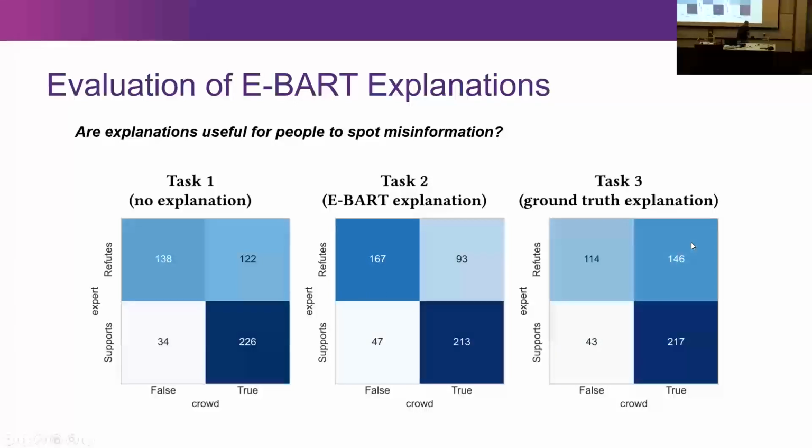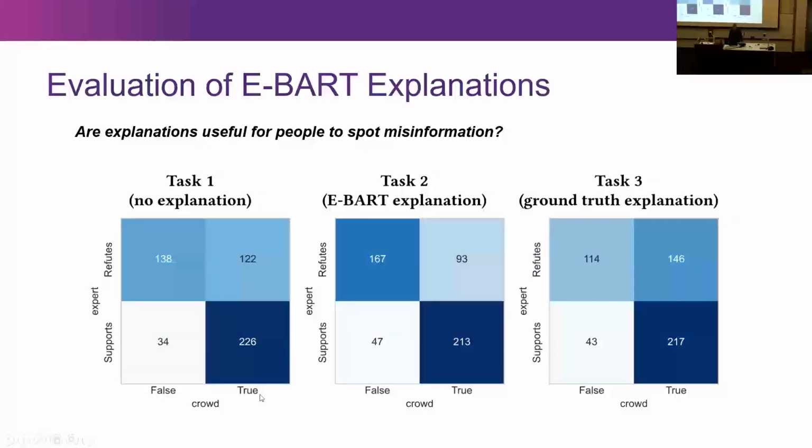So what we did is we went back to our task. We show a claim to people and we ask them, is this true or not? And that's our task. Additionally to this task, we have another variant of it in which we show the explanation either from the expert or from our model. So the assumption here is that if I show you the statement, but I also show you an explanation which can be automatically generated, can you spot misinformation better than if I don't show you and you just see the claim?